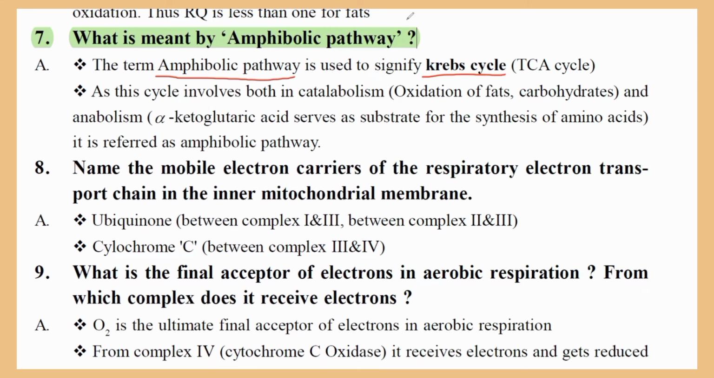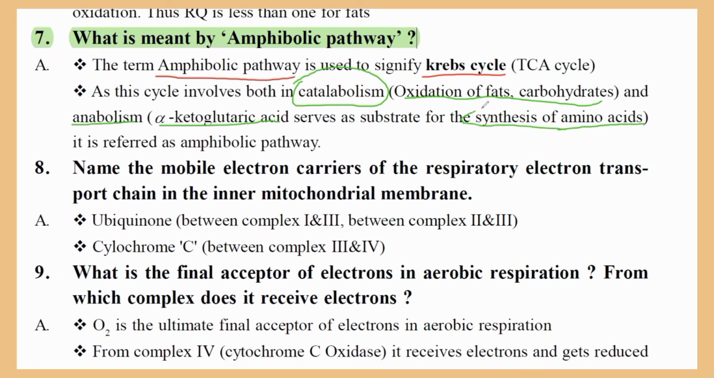So in this Krebs cycle or TCA cycle, it involves both anabolism and catabolism. Both reactions it undergoes. That is catabolism, oxidation of the fats and carbohydrates. Anabolism, synthesis of alpha ketoglutaric acid, and amino acids, substrate for the synthesis of amino acids.